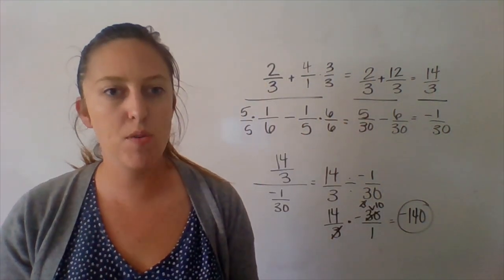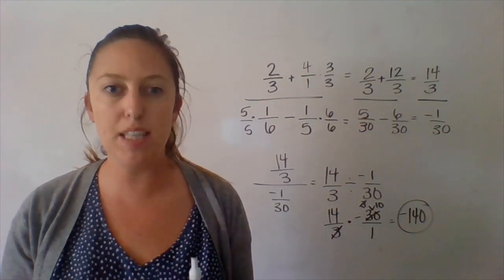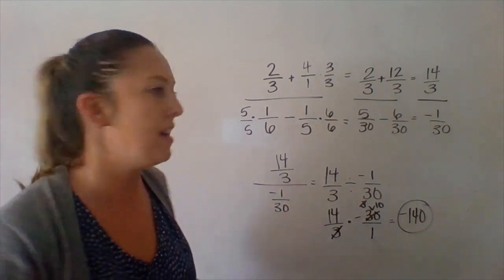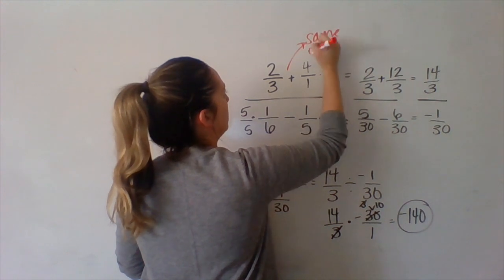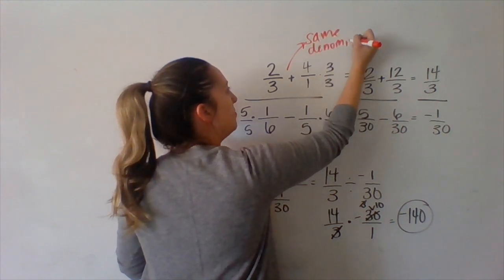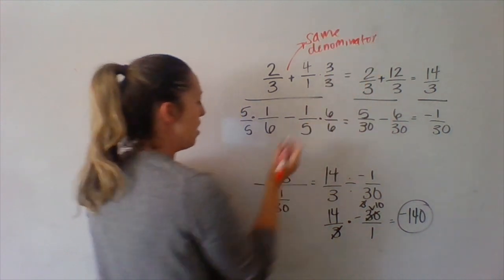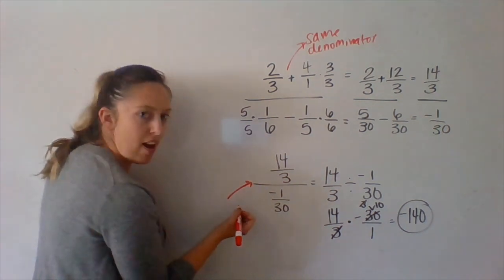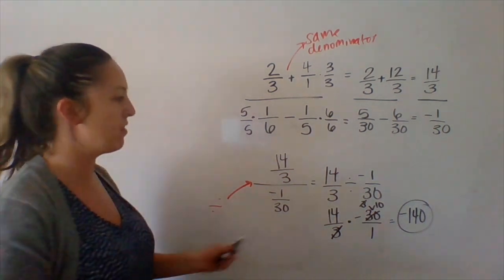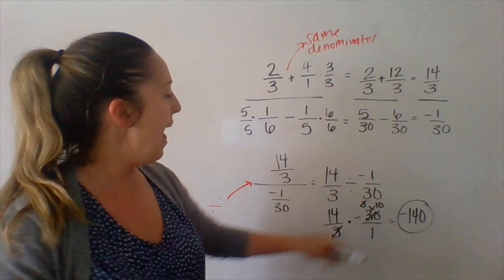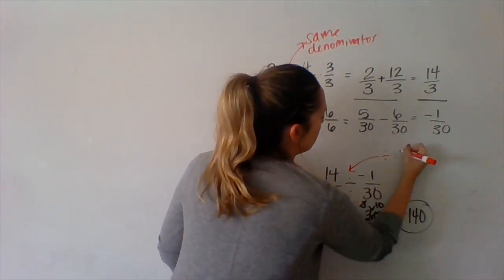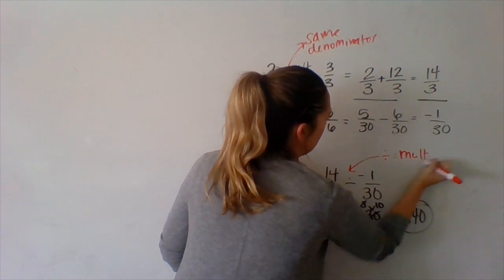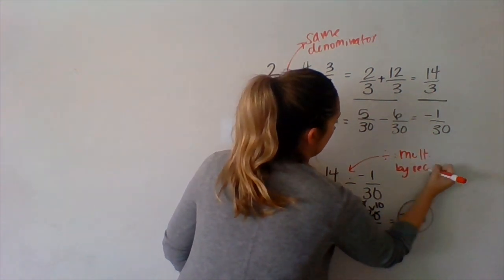So let's look back and review all of the different steps that we took because we're going to use them again when we make these things more complicated. For addition, we need the same denominator, or common denominator. For nested fractions, that fraction bar really means divide, so we rewrite it as divide. And then for division, we want to multiply by the reciprocal.